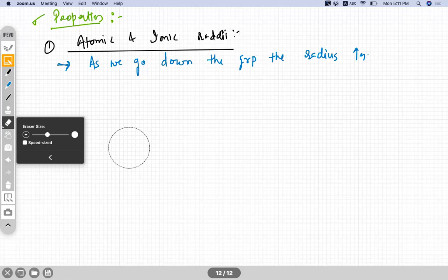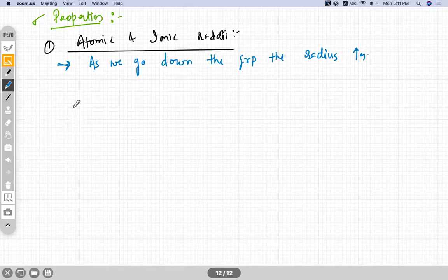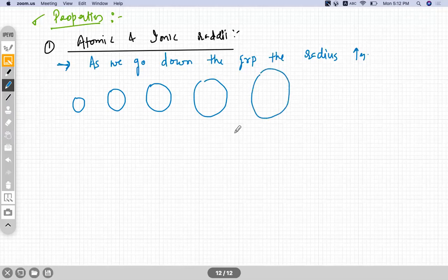So based on this information, we can understand 2-3 properties here. You see, size is increasing down the group. So we have this first, then it becomes this, then this, and so on. If you talk about the ionization energy, as we go down the group, what happens with ionization energy? Ionization energy decreases. And why does it decrease?